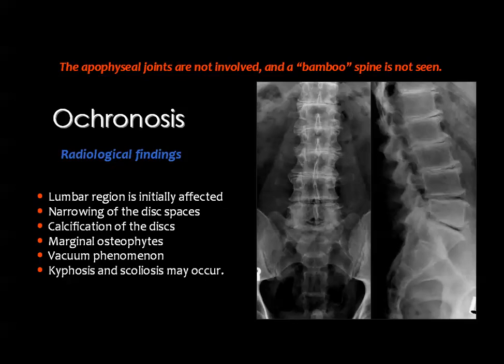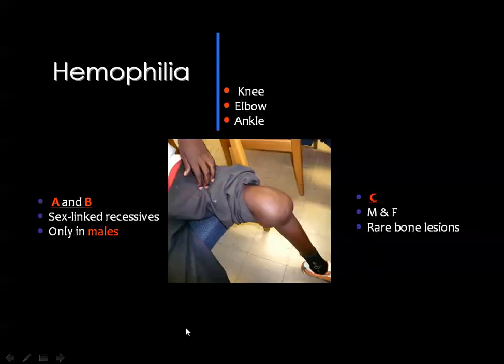spondylodegenerative changes. You get narrowing of most of the intervertebral disc spaces. You get calcification of the intervertebral discs with air or vacuum phenomena within the disc space. And also you get osteophytes and bone sclerosis of the vertebral end plates.